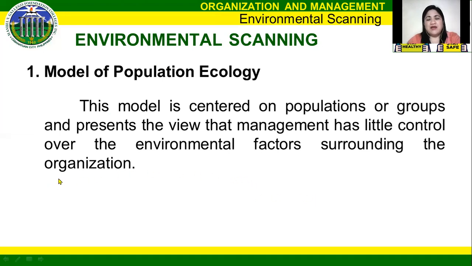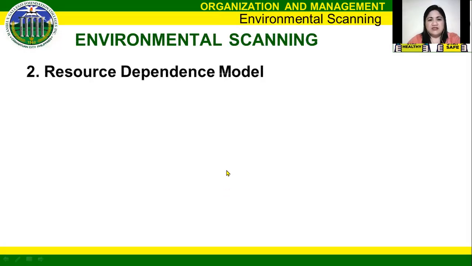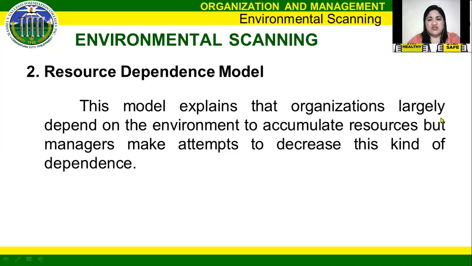And it emphasizes that the population is an aspect of the environment that you cannot really control. Mahirap kontrolin yung populasyon na gusto natin targetin. The second model is the resource dependence model, which explains that organizations largely depend on the environment to accumulate resources. So ito yung mga raw materials na ginagamit natin, mga tauhan na ini-employ natin, mga makinarya na ginagamit natin sa production. So dependent daw tayo sa environment.